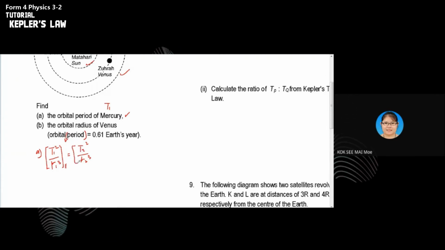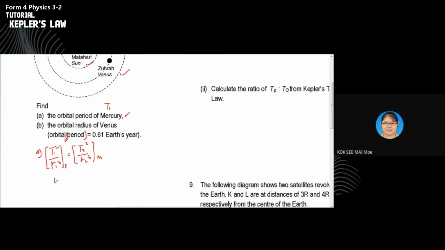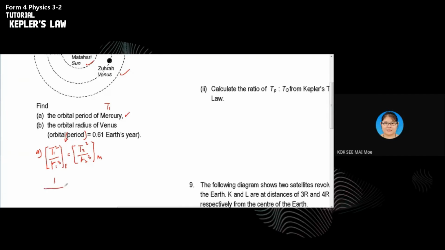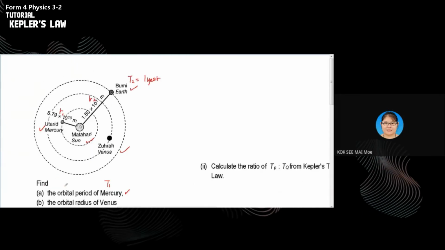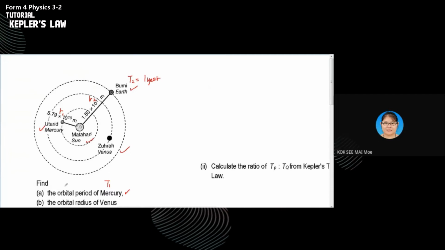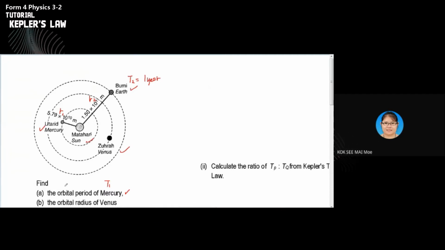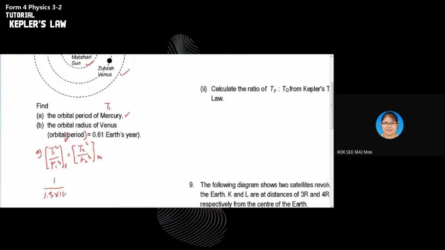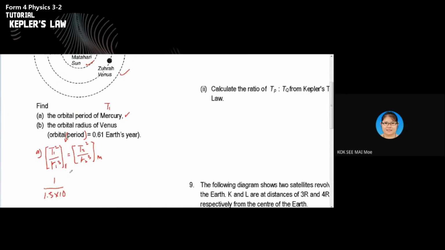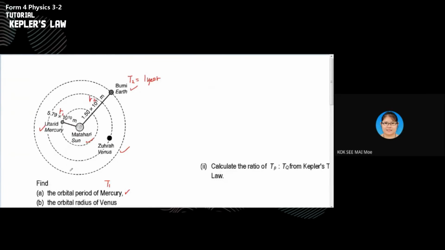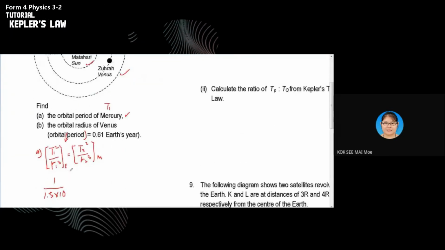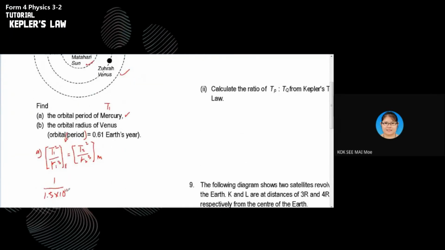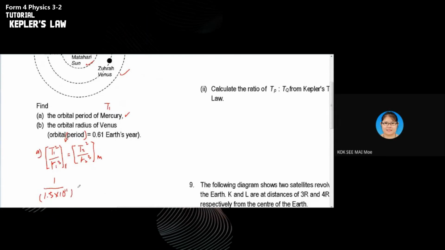Okay, the first one you want to find Mercury, is it? So this one for Mercury. So 1 year, we put 1 only. So we need to see the radius of the earth and also the sun. 1.5 times 10 power of... how many? Negative or no negative? 11 only. 11 okay, cube.